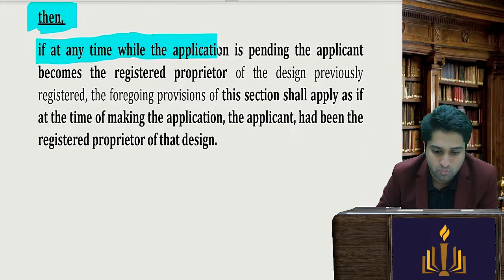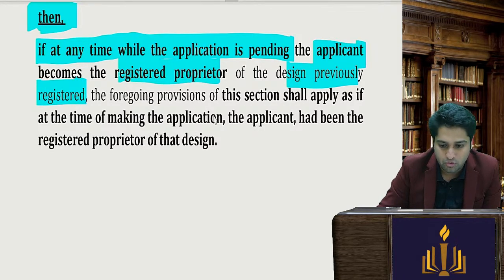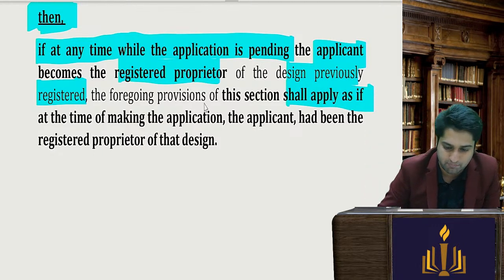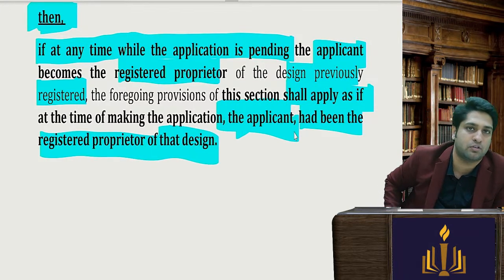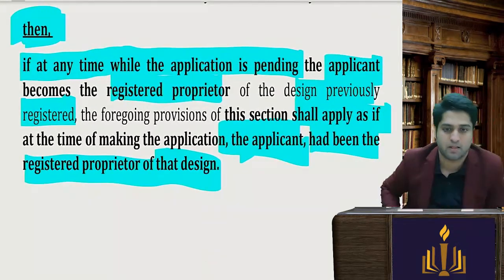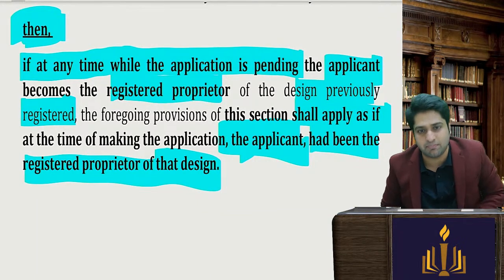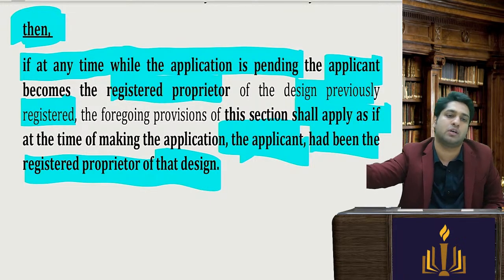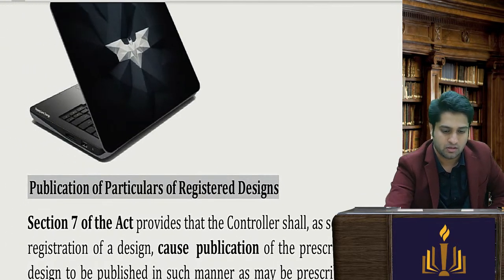If at any time while the application is pending, the applicant becomes the registered proprietor of that previously registered design, then the foregoing provisions shall apply, as if the applicant is the registered proprietor of the design. Okay, so there is an innovative article. I say register this article in my name, and during the pendency of the case or before the application procedure, I have applied that I have bought out the rights, so it will be allowed. Simple point that is there.